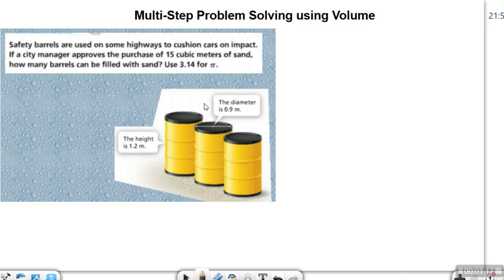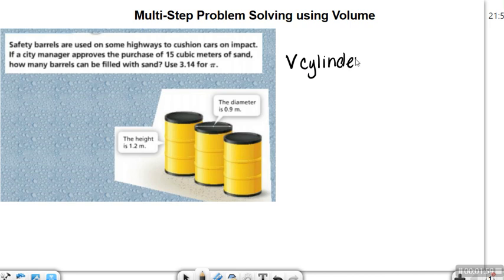All right, so then we have a picture here, like I said, of the barrels. And this first caption on the left tells us the height is 1.2 meters. And the caption on the right says the diameter is 0.9 meters. So we know the height and we know the diameter. All right, so if we know that he has 15 cubic meters of sand and we got to figure out how many of these barrels he can fill up, we first need to figure out how much each one of the barrels can hold. So that, of course, is finding the volume of the barrels. So the shape of the barrels is a cylinder. So that means we're going to be finding the volume of a cylinder.